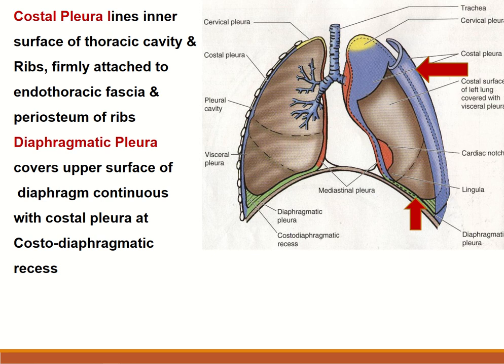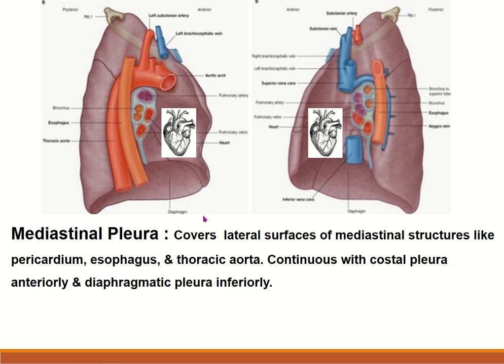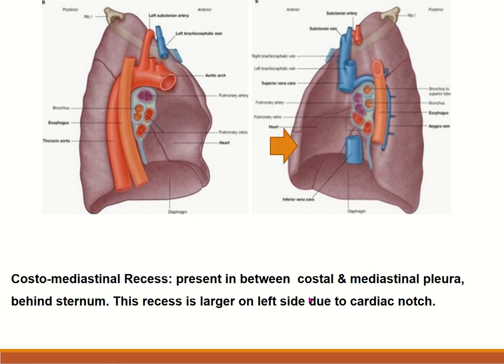Diaphragmatic pleura covers the upper surface of the diaphragm, is continuous with the costal pleura, and makes the costodiaphragmatic recess. Mediastinal pleura covers the lateral surface of mediastinal structures like the pericardium, descending thoracic aorta, and esophagus. At the junction of the costal pleura and mediastinal pleura, the costomediastinal recess is present. The left costomediastinal recess is large due to the presence of the cardiac notch.